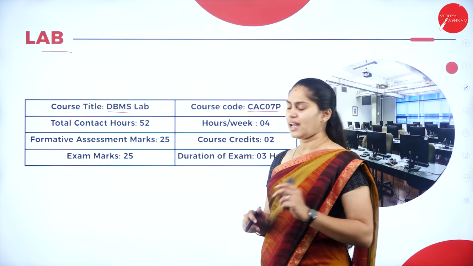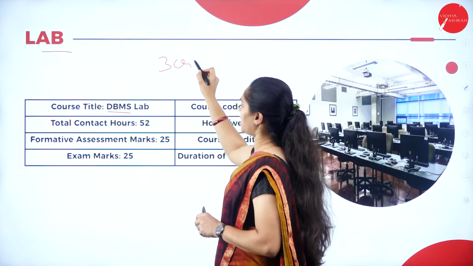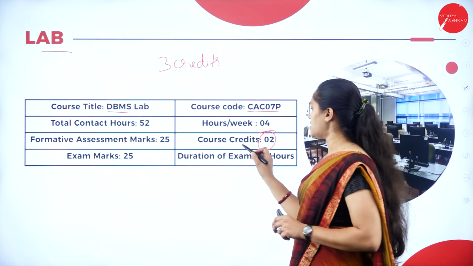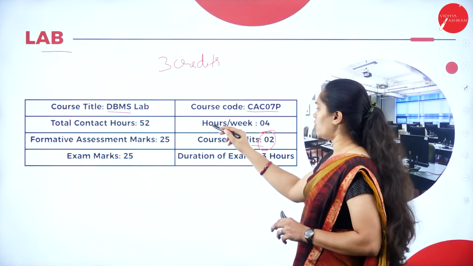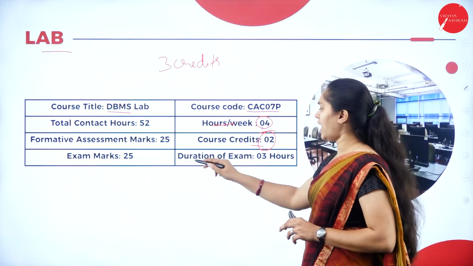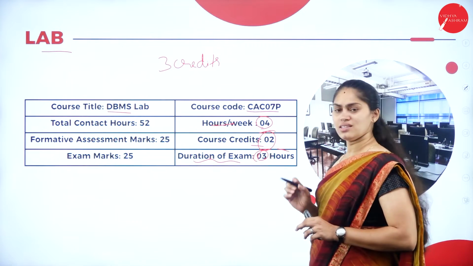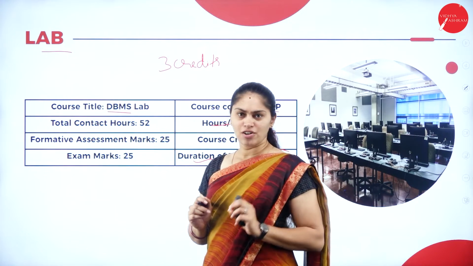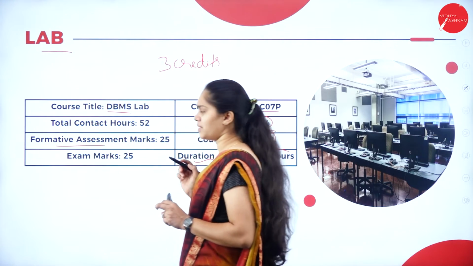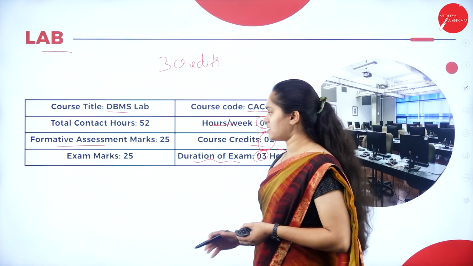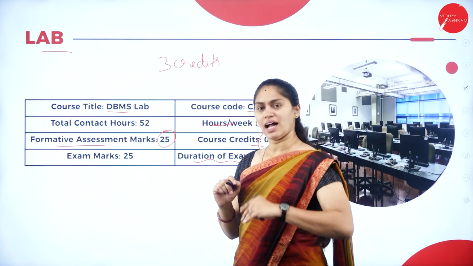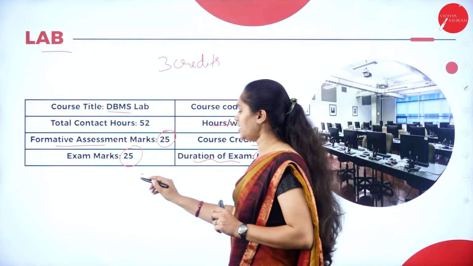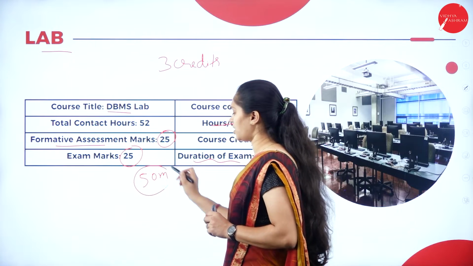For the theoretical aspect, that includes 3 credits. For lab, it is 2 credits here. So the course credits are 2, the course hours per week required is 4, and for your examination it requires 3 hours. And how will the marks distribution be? This lab will be for 50 marks. So internals will be there, that is FA or formative assessment, for 25 marks, and the main examination will be for another 25 marks. By integrating both, you are going to get 50 marks from your lab.